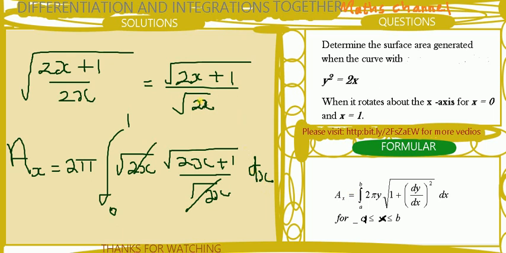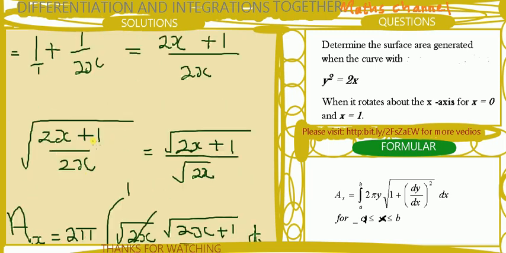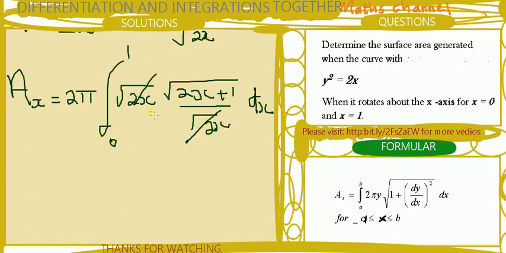From here, as you can see, there's the square root of 2x, and in the equation, when we made y the subject of the formula, it's also the square root of 2x, so they cancel each other because they are the same. So now we are left with this one, so let's continue. With limits 0 and 1, we have something like this with a square root sign. We're left with this.